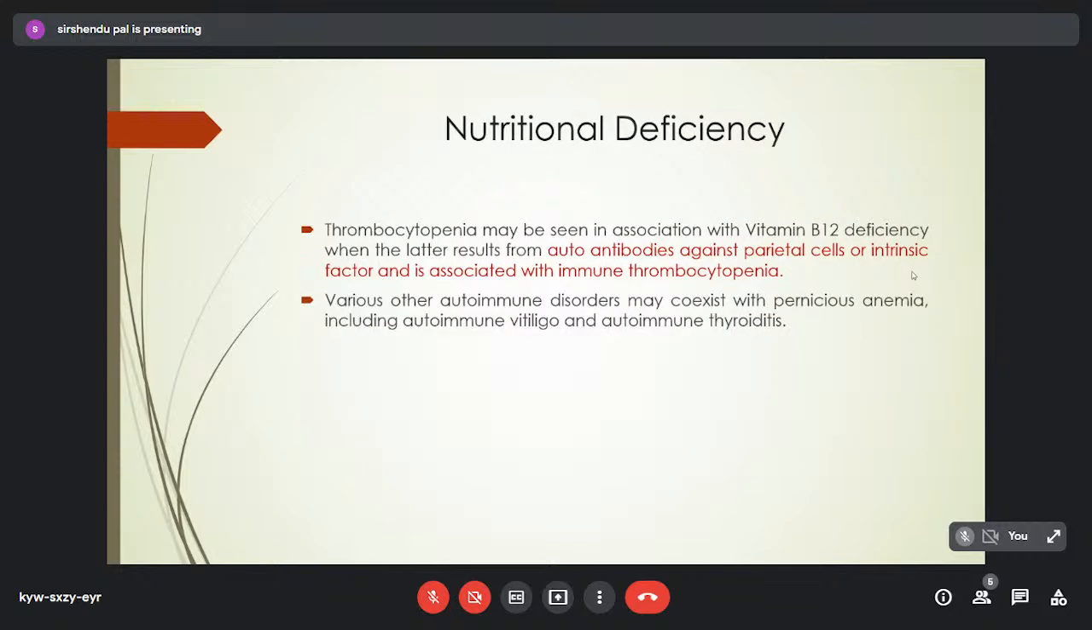Nutritional deficiency also can cause thrombocytopenia, especially when it is associated with vitamin B12 deficiency, when the latter results from autoantibodies which are directed against the parietal cells or the intrinsic factor, and this is associated with immune thrombocytopenia. Various other autoimmune disorders may coexist with this type of immune thrombocytopenia.